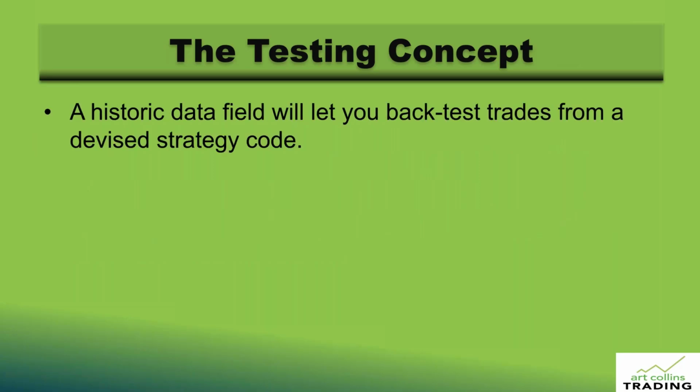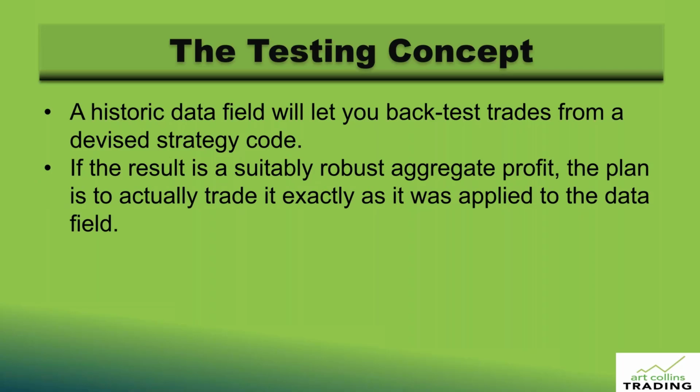Right. The testing concept is that a historic data field will let you back test trades from a devised strategy code. If the result is suitably robust aggregate profit, the plan is to actually trade it exactly as it was applied to the data field. Again, that's part of staying disciplined. Any deviation and you're not trading mechanically, and also trading as close to the model as possible, which incorporates knowing where performance projection and actual trade is going to diverge.